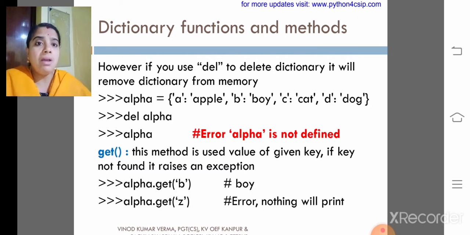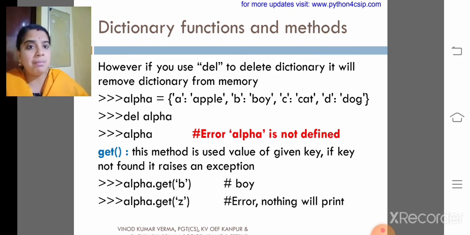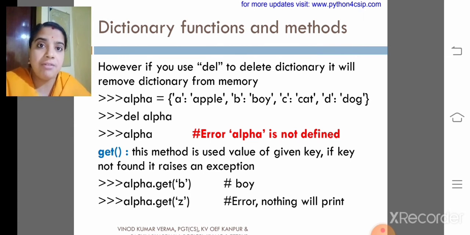However, if you use del to delete a dictionary, it will remove the dictionary from memory. del alpha. If you try this, what happens? Alpha is removed from the memory itself, whereas clear won't release the memory used by alpha. My dear children, I think you are all clear about the difference between del with the dictionary name and clear with the dictionary name.